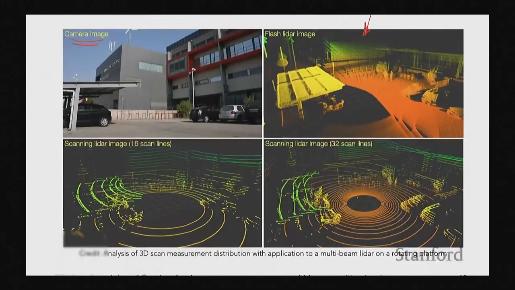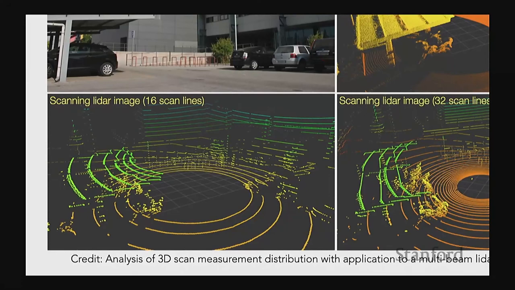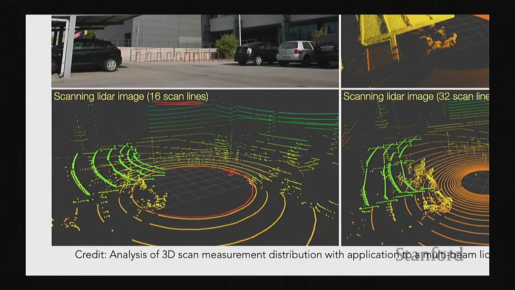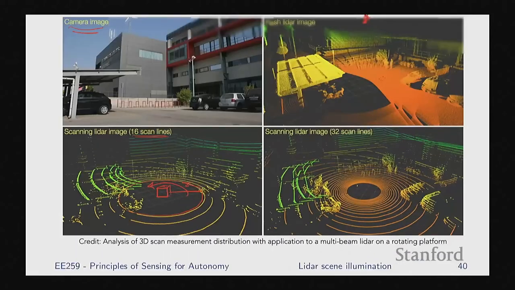But if you do scan or map the same scene with scanning LiDARs, you see something like this. Here's a scanning LiDAR which used 16 scan lines, going horizontally 360 degrees. That's why you get these rings. And it's a 3D map. Color means depth here, going from orange to green or something like that, according to range. Here, the LiDAR was at the center, and it was scanning like that, but it had multiple scan lines. So it did 16. And you, of course, get a much, much coarser map compared to the flash LiDAR.